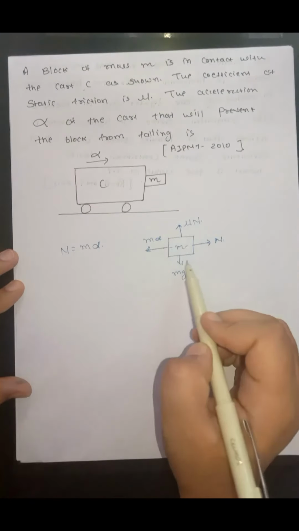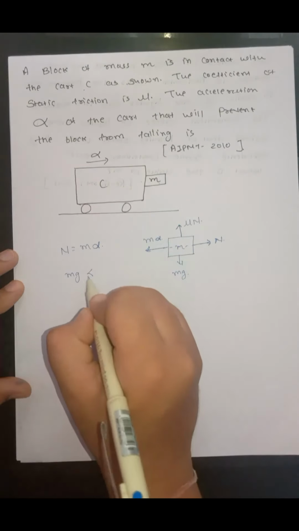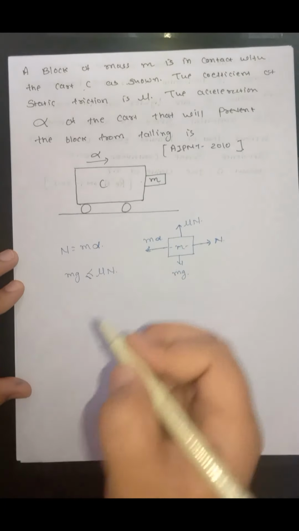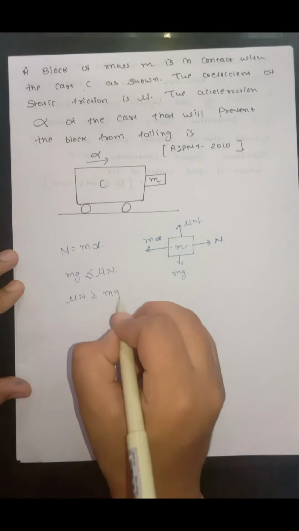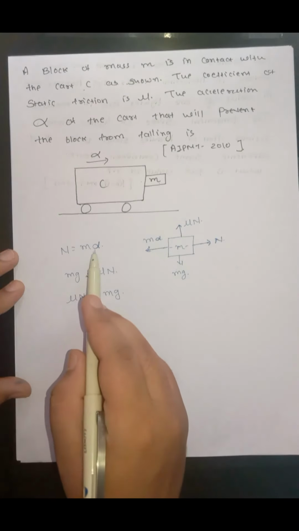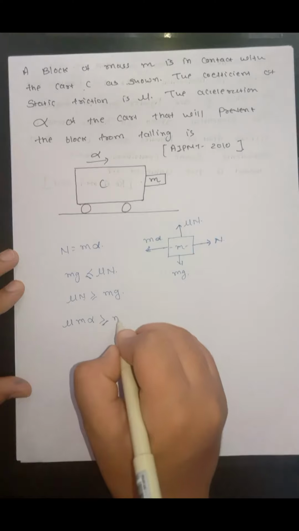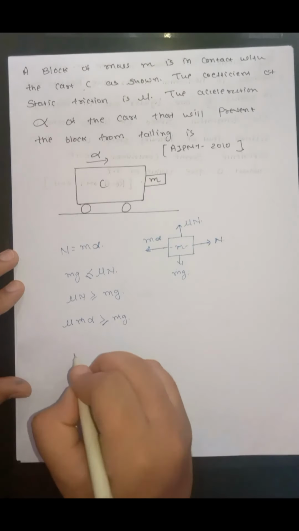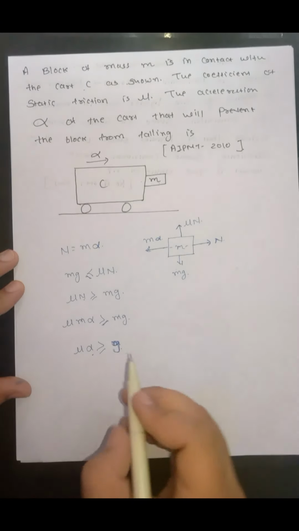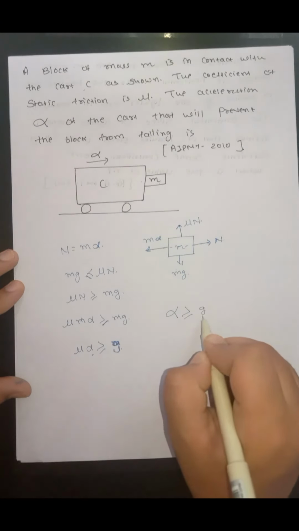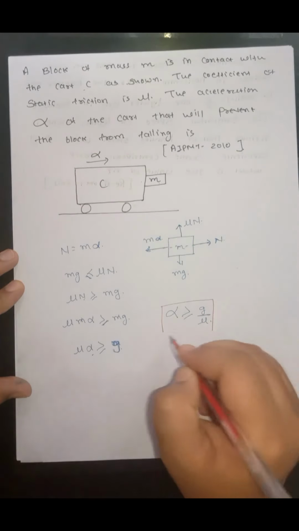Now the condition for the block not to slide is that mg, the downward direction force, should be less than or equal to the frictional force, that is mu N. From this we can write mu N should be greater than or equal to mg, but normal reaction is m into alpha. So mu into m alpha should be greater than or equal to mg. This m and m will get cancelled out. So mu alpha should be greater than or equal to g. We want to find the value of alpha. So alpha should be greater than or equal to g by mu. The minimum value of alpha is g by mu. So this will be our answer.